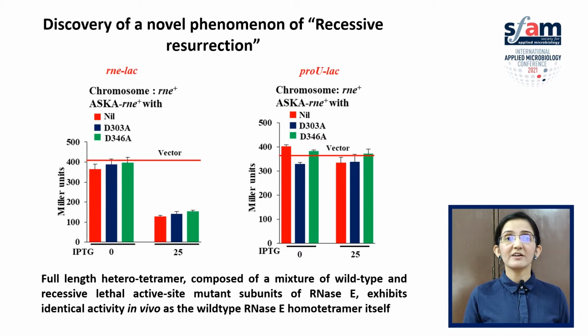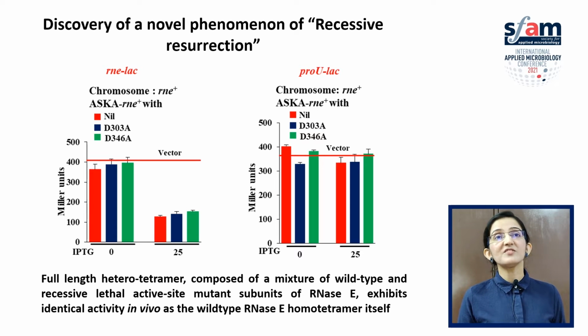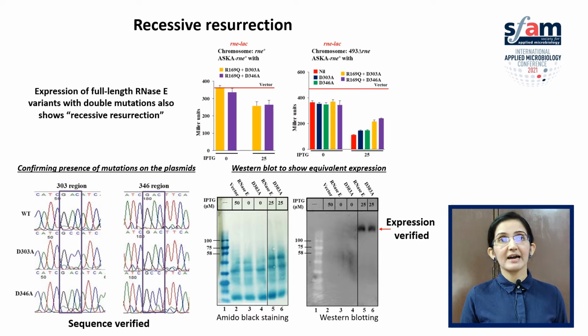Comparatively, the control lag fusion ProU-lag was unaffected by the overproduction of wild type or the mutant RNase, indicating that the observed effects were specific to RNA lag. The phenomenon of recessive resurrection was also observed with the double mutation in both chromosomal RNA lag strain RNA plus or 493 delta. As recessive resurrection was an entirely new discovery, it was necessary to exclude all the alternative possibilities.